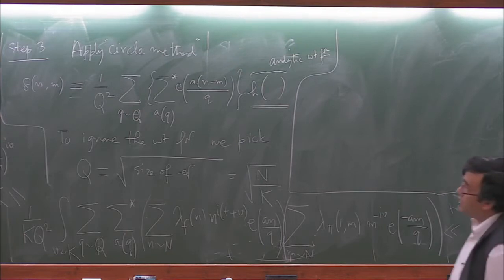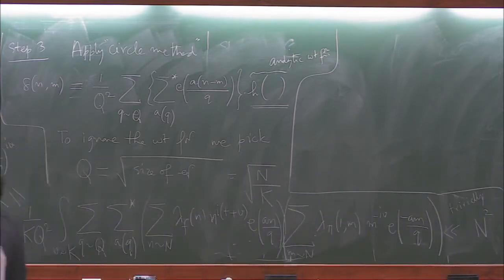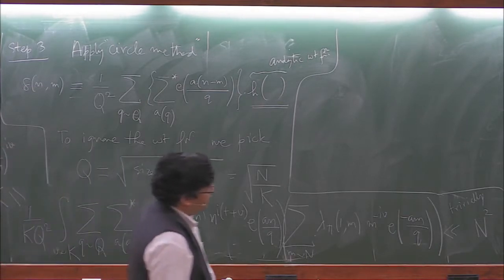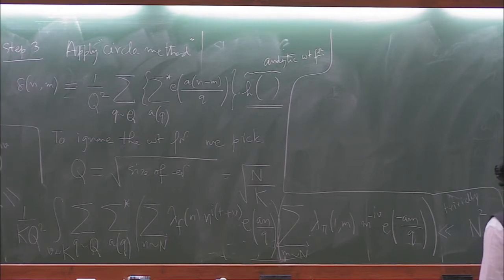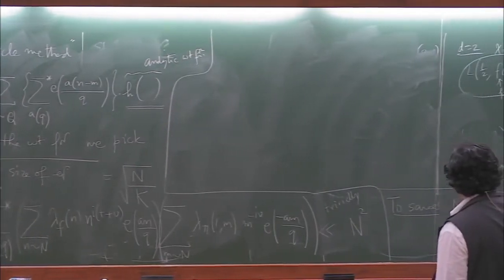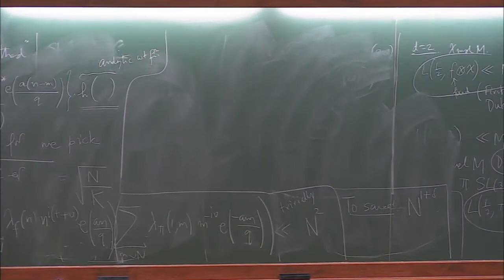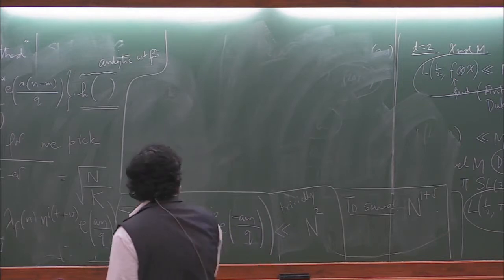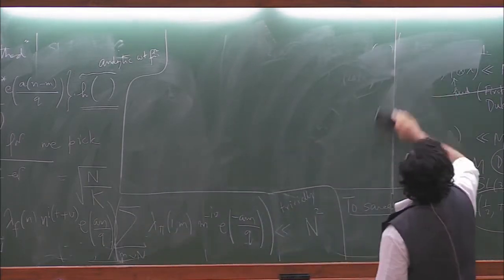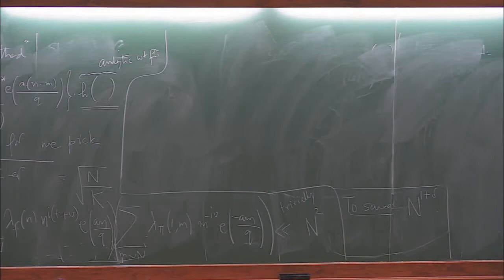But you want to show that this is bounded by something smaller than n. You want to show that it's bounded by n to the power 1 minus delta, right? So the problem here is to save. Okay, so this is the language we use in analytic number theory. So to save n to the power 1 plus delta. Okay. Now, so what are the things that we can do? So we can apply Voronoi summation formula.